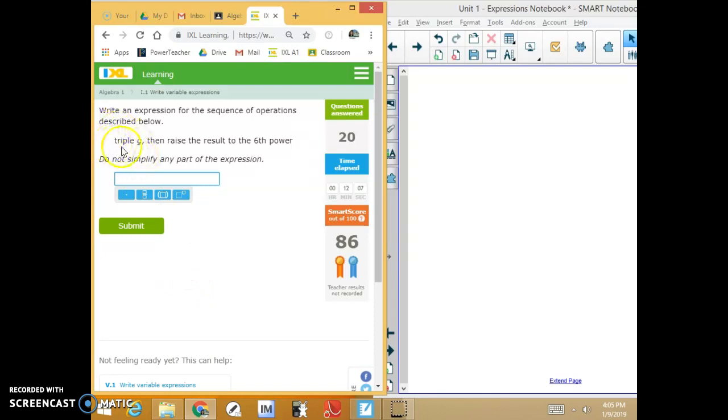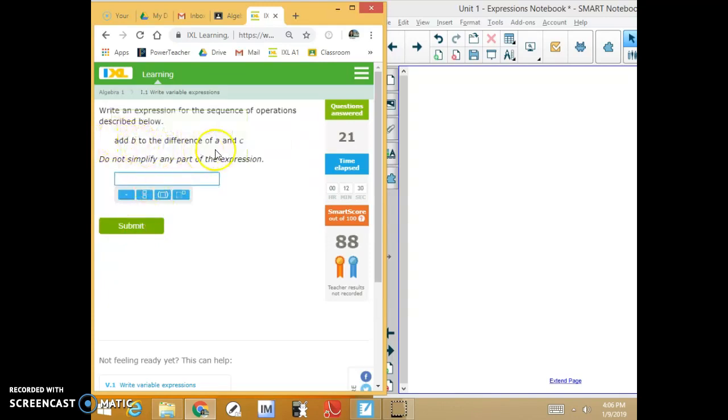Here I'm going to triple g and then raise the result to the sixth power. Well, triple means to multiply by 3. So I'm going to multiply g by 3, and then I'm going to raise this whole thing to the sixth power.